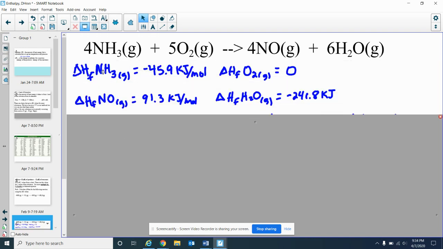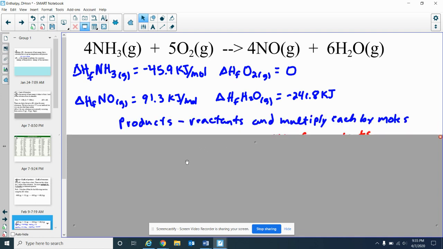So I looked on the chart and I found the heat of formation for ammonia, NH3 gas, to be negative 45.9 kilojoules per mole. Then I looked up the value, again, oxygen is 0. I look up the value for NO gas, and it's 91.3 kilojoules per mole. And I look up the value for H2O gas, and it's negative 241.8 kilojoules per mole.